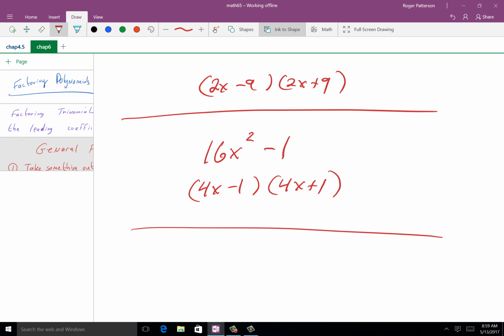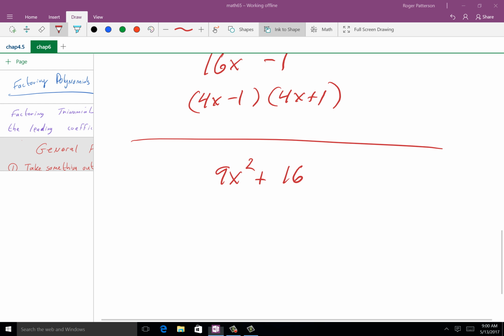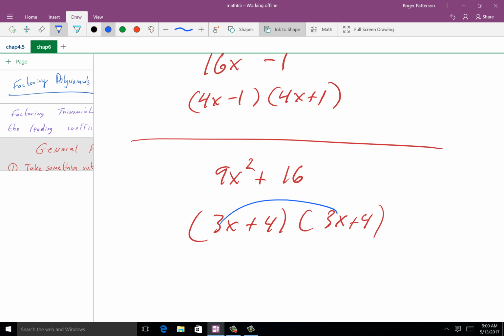Want me to show you where a lot of people make mistakes? Okay, I will. Think it's right? You just did the difference of 2 squares. It's gotta be right, right? Watch what happens. What's that equal to if we FOIL it?